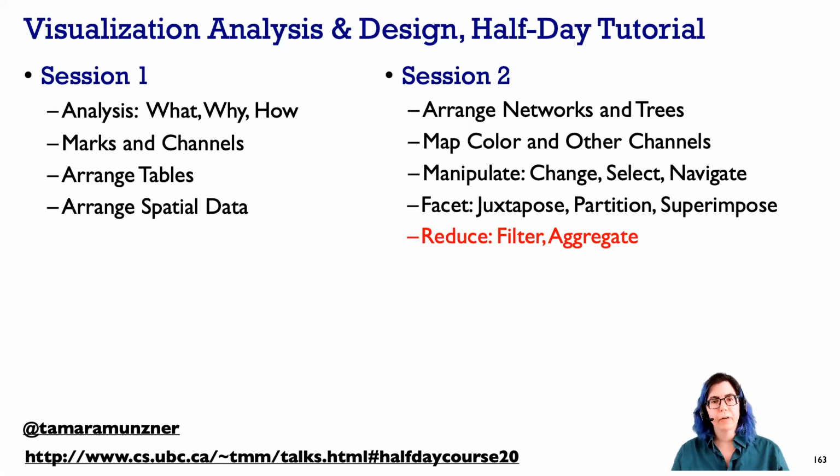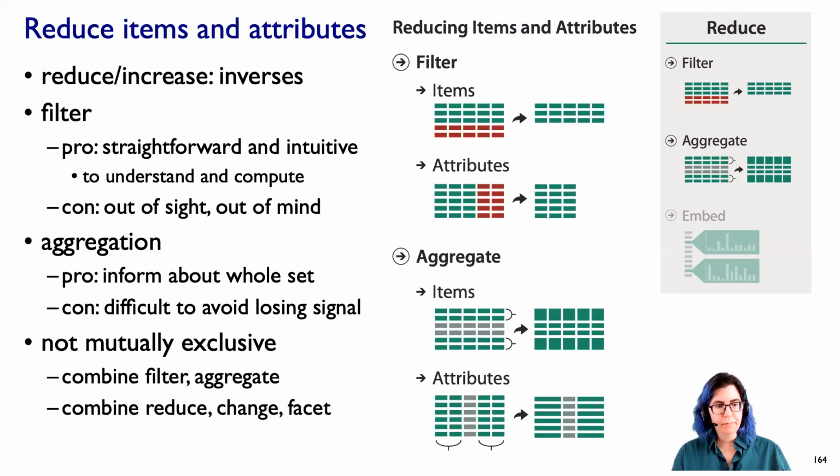And now we'll talk about reducing the amount of data that we see in a single view. It's very common to be in a situation where there's simply more to show than is reasonable to show in a single view. So what do we do? We want to have strategies for reducing either the number of items or the number of attributes that we're showing, of course, in a principled way.